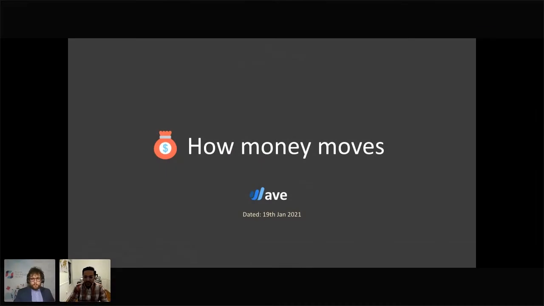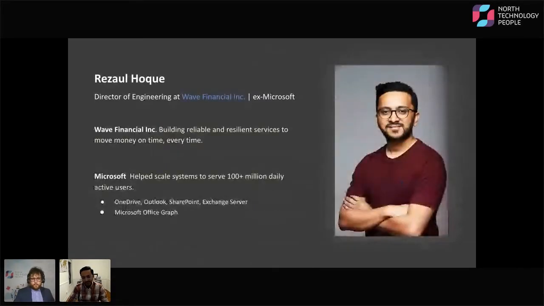Today I'm going to talk a bit about how money moves. So I work for Wave Financial. I'm a director of engineering there, and mostly I look after the money movement business for Wave. Prior to working at Wave, I worked almost 10 years at Microsoft and helped build some products like OneDrive, Outlook, and a bunch more products that Microsoft has shipped over the last 10 years.